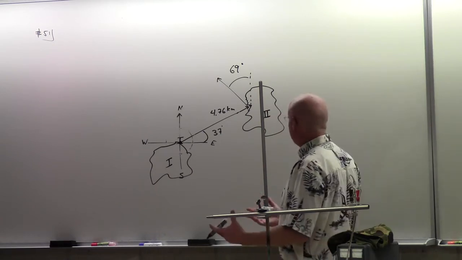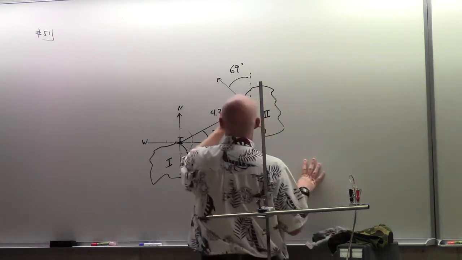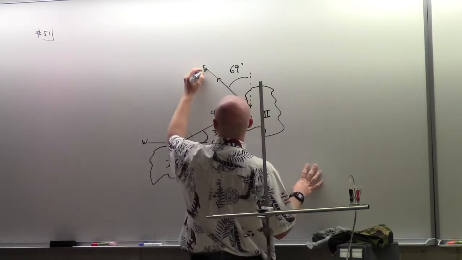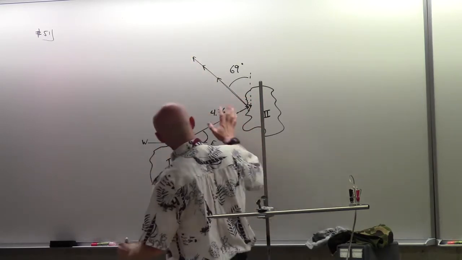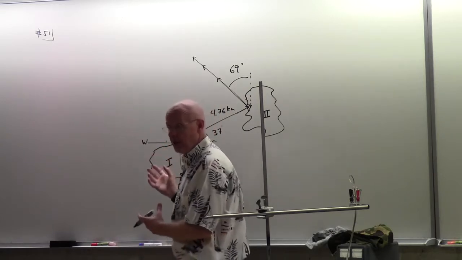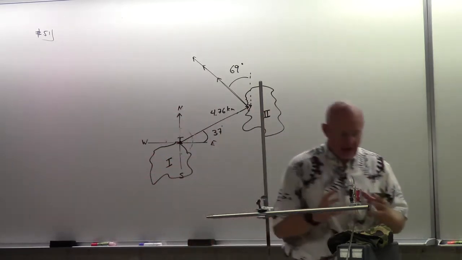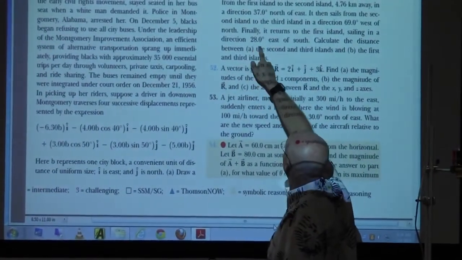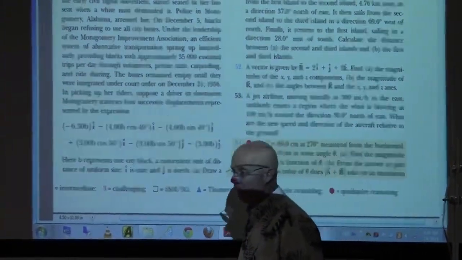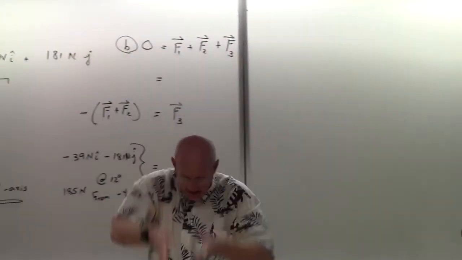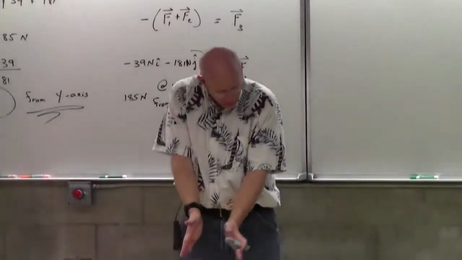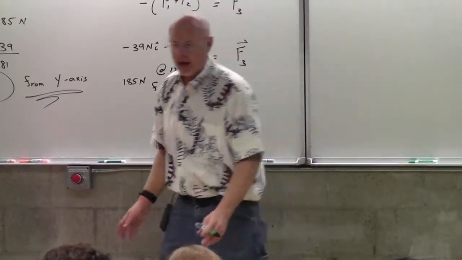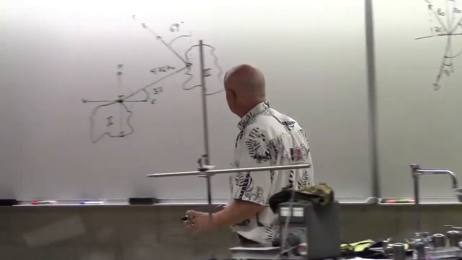Well, let me put an unknown here, and I'll draw a line to represent its distance. I'm a little bit uncertain how long to draw it in this picture, but I do know they say something about the direction for number 3. It says, finally, it returns to the first island, sailing in a direction that is 28 degrees east of south. All right, so straight down on my picture here is south, and we're going to go 28 degrees from that, and it's to the east.